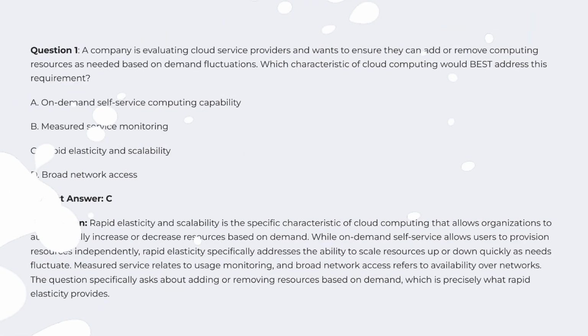Correct answer. C. Explanation. Rapid elasticity and scalability is the specific characteristic of cloud computing that allows organizations to automatically increase or decrease resources based on demand, while on-demand self-service allows users to provision resources independently. Rapid elasticity specifically addresses the ability to scale resources up or down quickly as needs fluctuate. Measured service relates to usage monitoring, and broad network access refers to availability over networks. The question specifically asks about adding or removing resources based on demand, which is precisely what rapid elasticity provides.